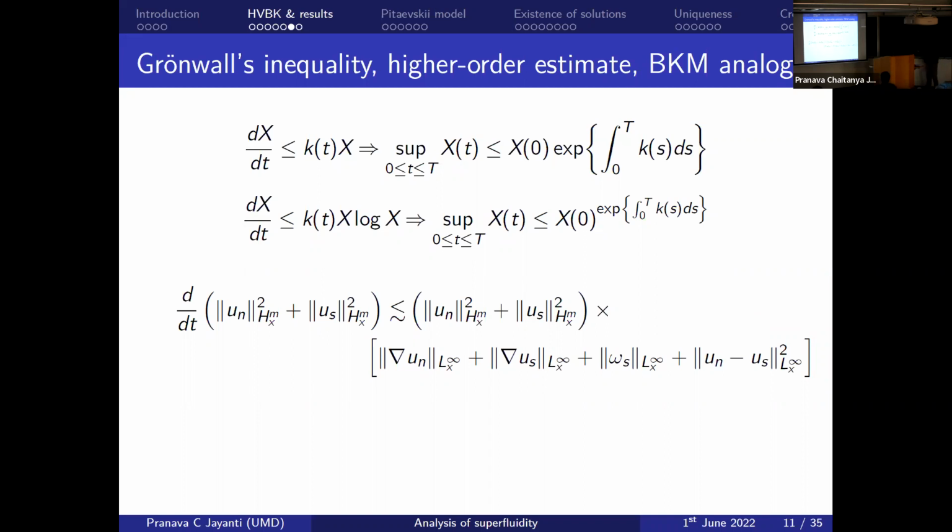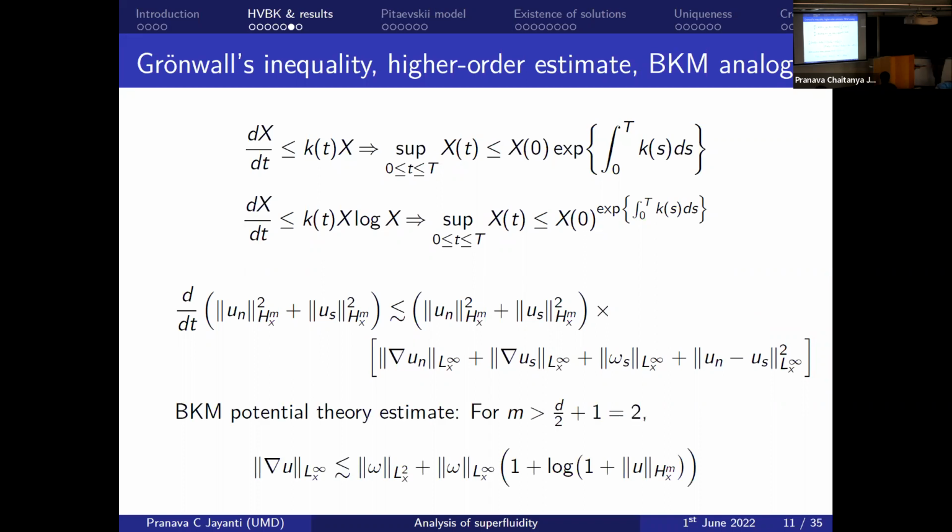And here we use the Beale-Kato-Majda potential theory estimate, which allows us to replace the gradient of u in the L infinity norm by quantities that we can better control, which is the entropy, omega in L2, and also omega in L infinity. But the price to pay here is this logarithmic factor. But that doesn't matter, because even if there's a logarithmic correction, it still holds. So once we plug this into this equation here, we can show that this norm, which is our x, is bounded for any time t, which means the solutions exist globally in time. Okay, so this is a global well-posedness result for this HVBK model.